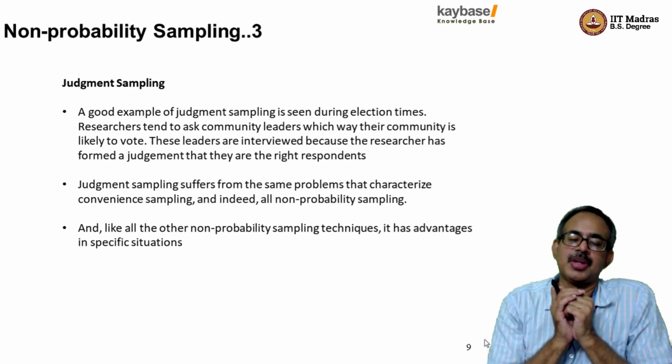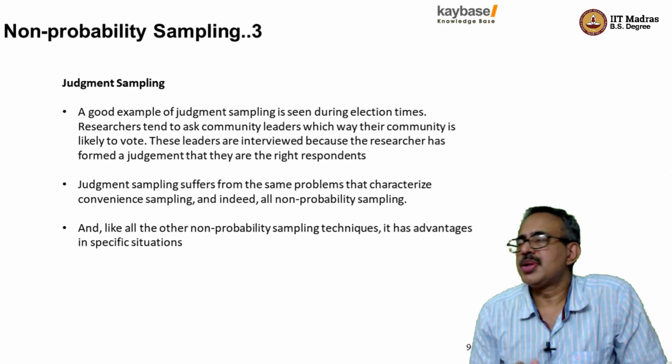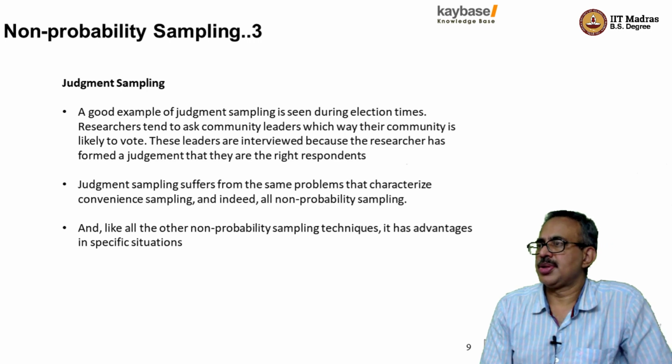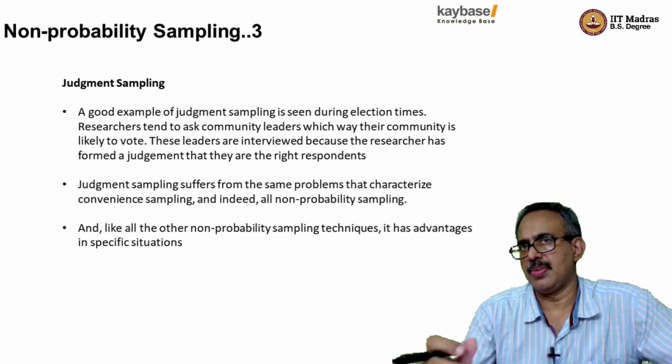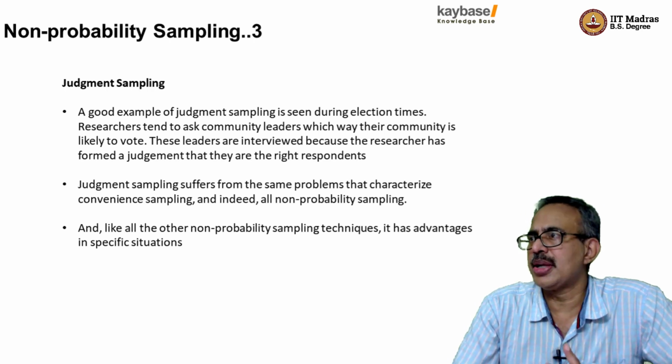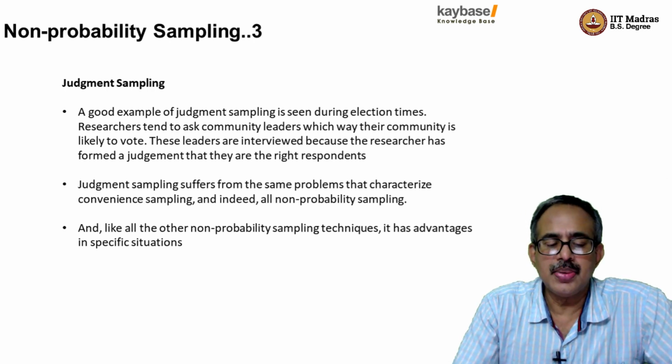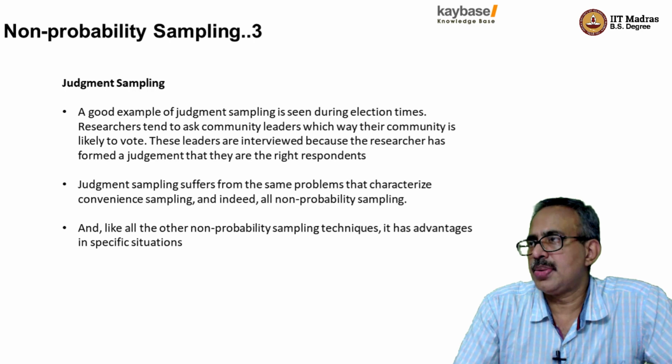Okay. Judgment sampling. See, in India we have elections every 5 years for the Lok Sabha, we have elections every 5 years for the state assemblies, municipality elections, so on and so forth. Right? So every 2 or 3 years we are voting for something or the other. Now, you would have seen opinion polls, so on and so forth.